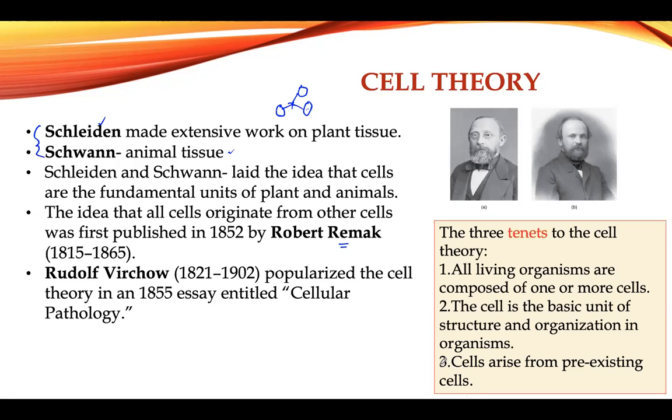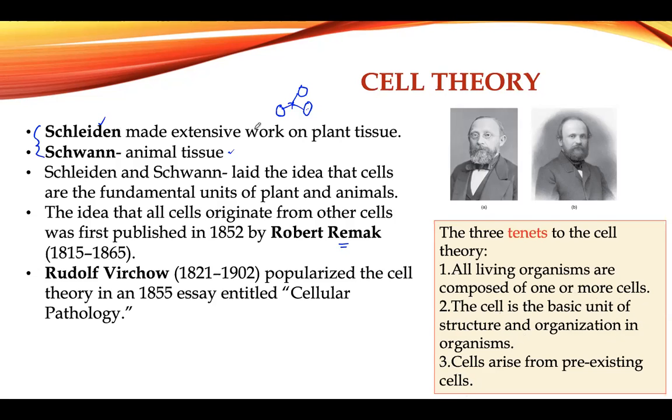Inside your book there are two, but actually there are three tenets, okay. So all living organisms are composed of one or more cells. If it is a living organism, it must be made up of cells. It could be one cell, it could be multiple cells, but it is made up of cells. So that's the first tenet. Second one, the cell is the basic unit of structure and organization in organisms.